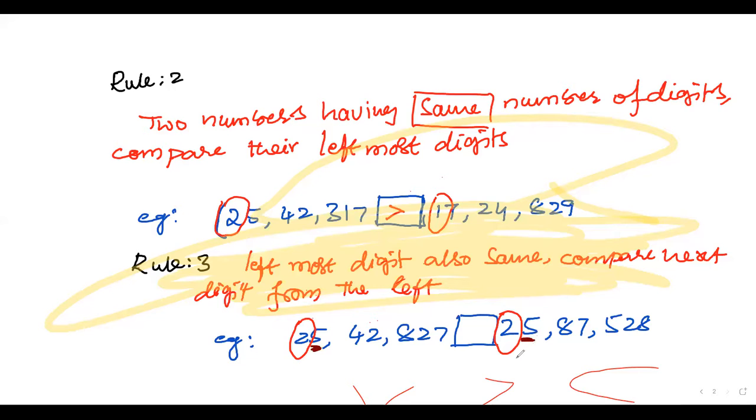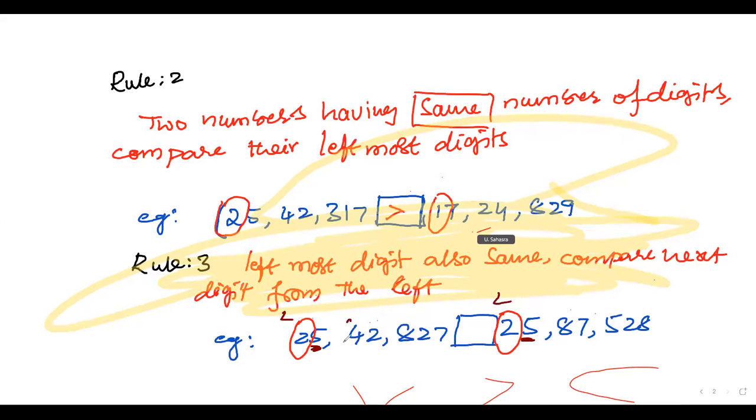Here also we didn't get a difference by this time. We can't say both the leftmost digit. That means the 10 lakhs place is 2, and the lakhs place is also the same. So next, what should we do? We'll go for the next digit from the left side.